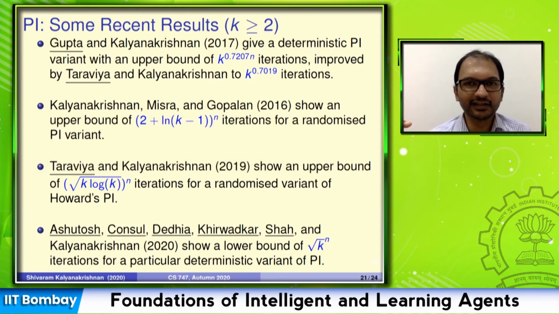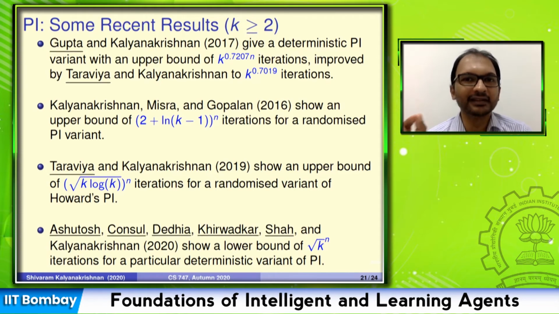We also have some results for k greater than or equal to 2, for general k. With Anchit Gupta, 2-3 years back, we generalized batch switching policy iteration to work with more than 2 actions. The resulting bound we have is k to the 0.7207n, which is exponentially better than k to the n over n. Thereafter, we also improved this bound to k to the 0.7019n. This is again a deterministic algorithm. This is work with Meet Taraviya.